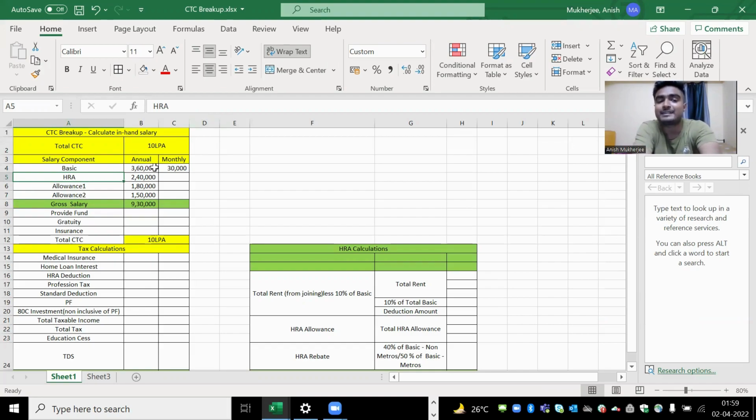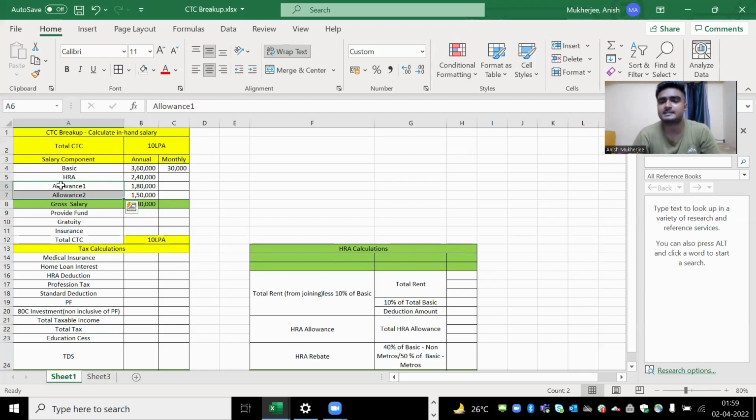So I'm assuming my HRA to be 2.4 lakhs, and after my HRA come the various allowances. There might be other allowances as well, but in different companies they are named differently. So for the sake of a clear understanding, I have just mentioned them as allowance 1 and allowance 2. They might be termed as special allowance or various other allowances as well. It's just a term that is referred to differently in different places.